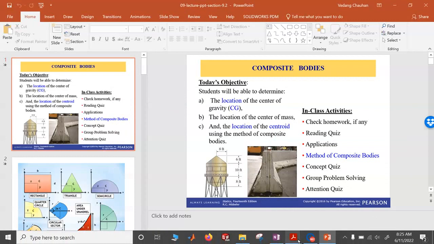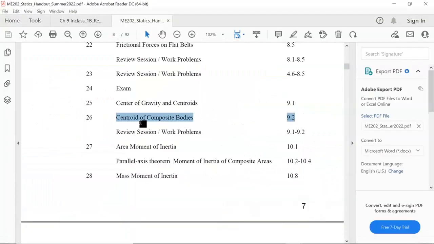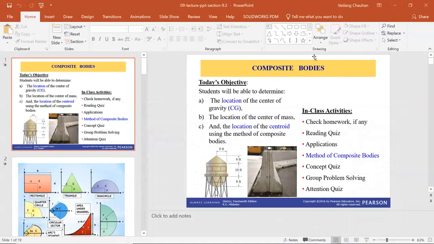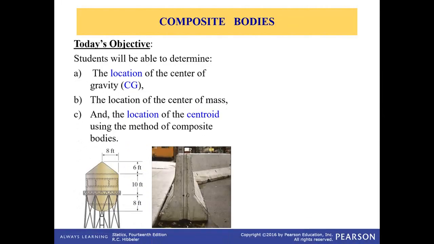In this video, we will learn about topic 9.2, Centroid of Composite Bodies. The objective is to calculate the center of mass, center of gravity, as well as centroid for composite bodies.